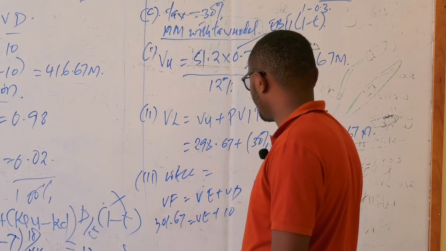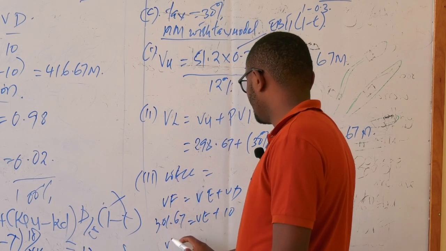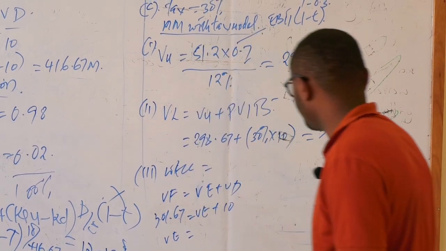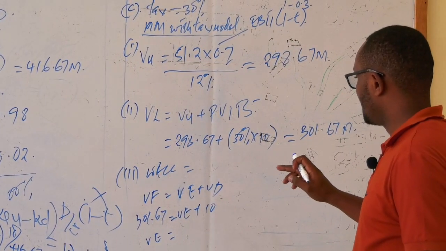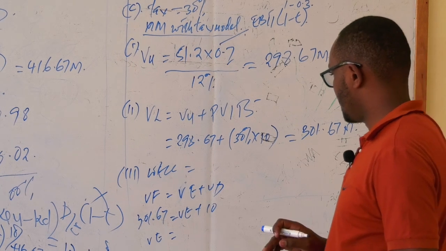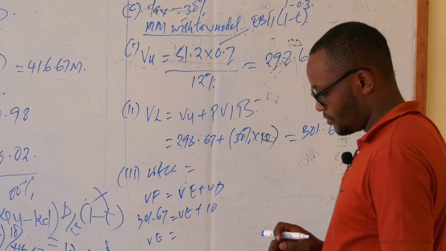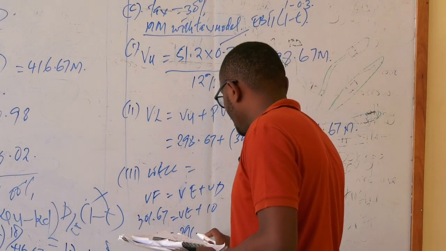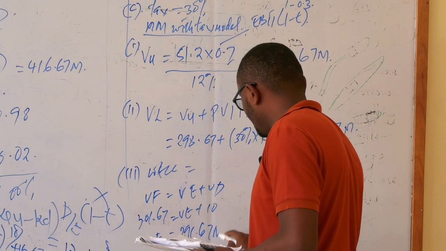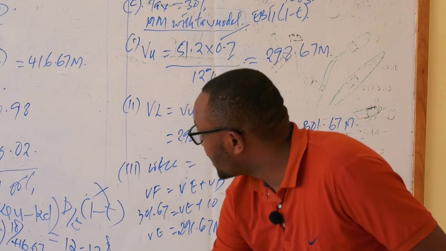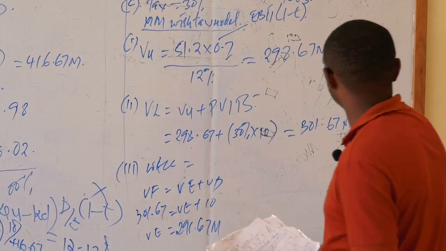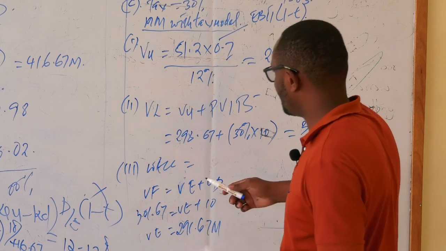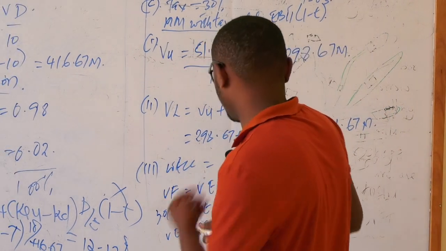Debt is 10. So the other side is going to have value of debt, minus 10. We're going to have 291.67 million. That's 291.67. So we have that one.